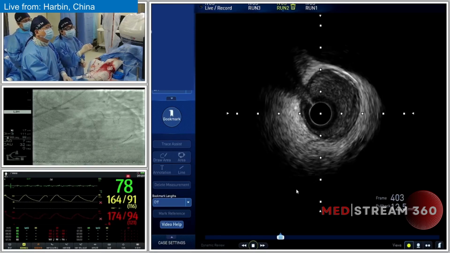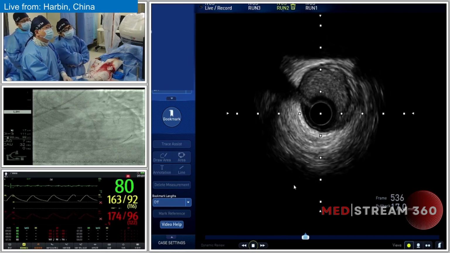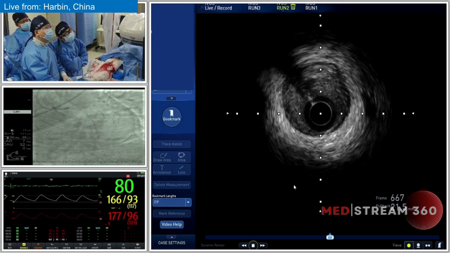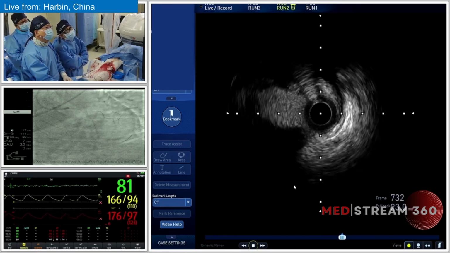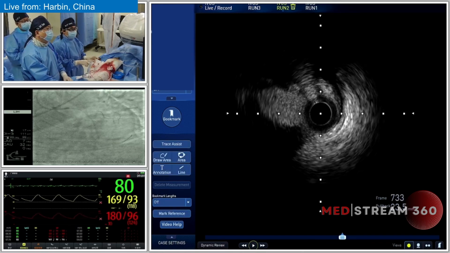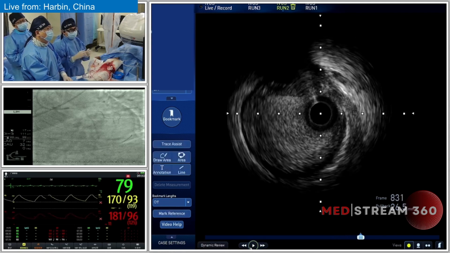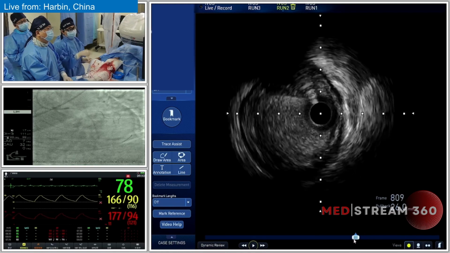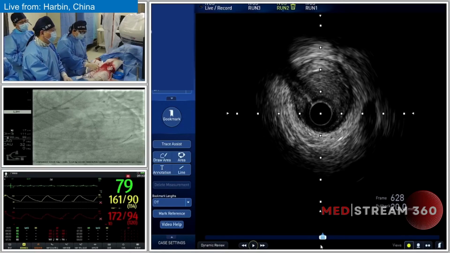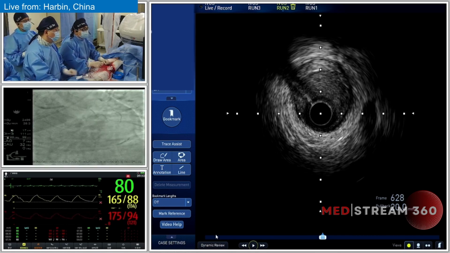From distal to proximal, here comes the circumflex. This is the proximal cap of the occluded segment. There are several significant stenoses at the proximal segment of the OM. So after the IVUS, I think we have a better understanding of the anatomy of the circumflex occlusion lesion.